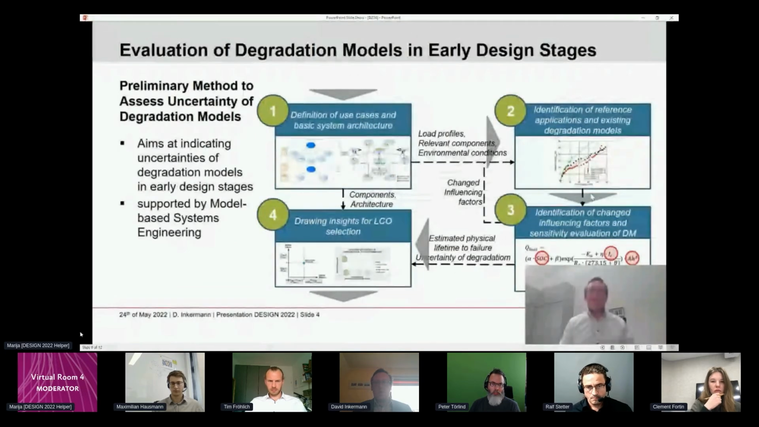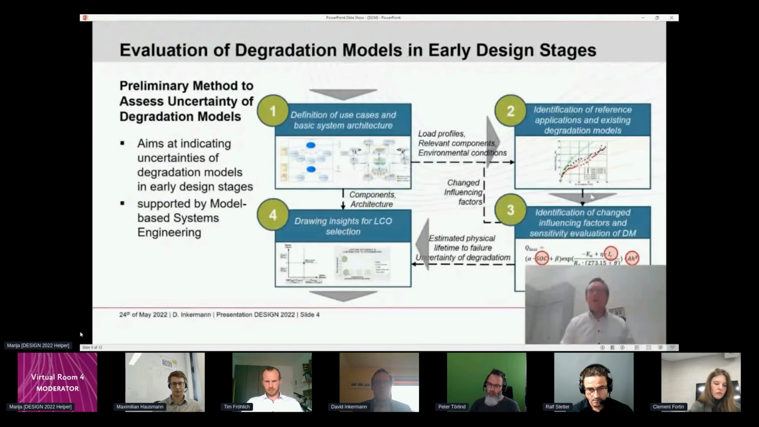Based on this initial system definition, we are searching for reference applications, meaning applications that are similar to the one we are focusing on in our development, and degradation models for these applications. The identification and the selection is based on the load profiles on the one hand, but also the specific properties of components. So, for example, the capacity of a battery, and also the environmental conditions like temperature, since these provide insights on the application.